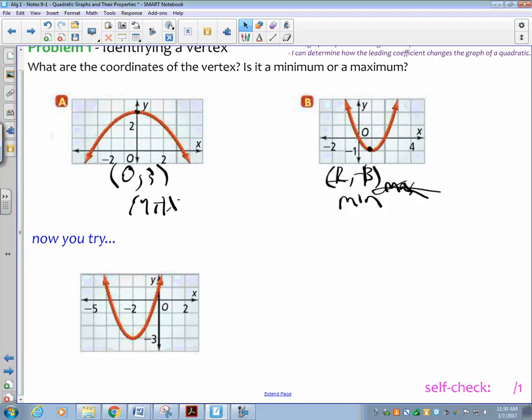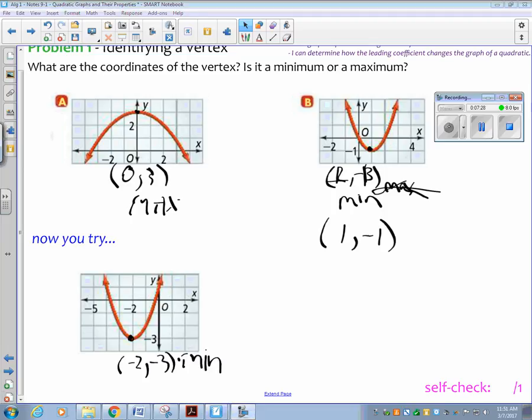Okay, so now you guys try. Go ahead and identify the max or min and what coordinate it is, and put min or max. I'm just going to clarify that this is 1 negative. So you guys, this is -2, -3. It is a minimum. When you're ready to move on, go ahead and give me a thumbs up.